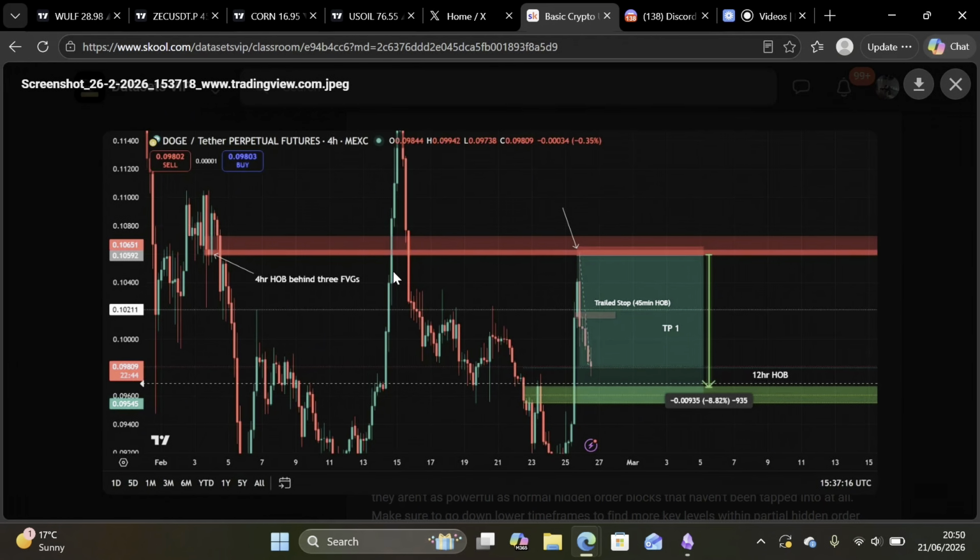Price basically ignored these orders 3 times. We've had 3 fair value gaps run over the order block level, and that makes it very hidden. And the more hidden an order block is, so the more fair value gaps in front of the order block, the more powerful it becomes, because the average retail trader just isn't able to spot them, isn't able to see them.